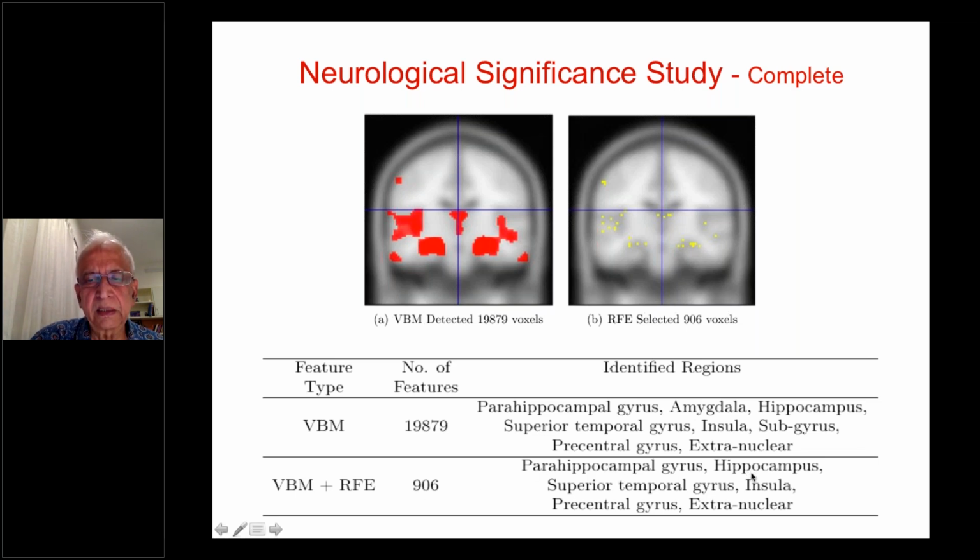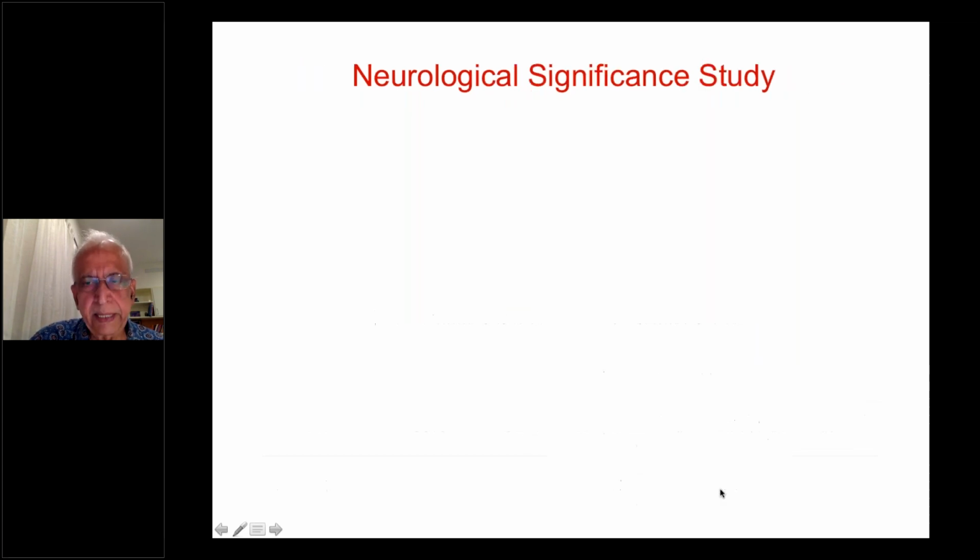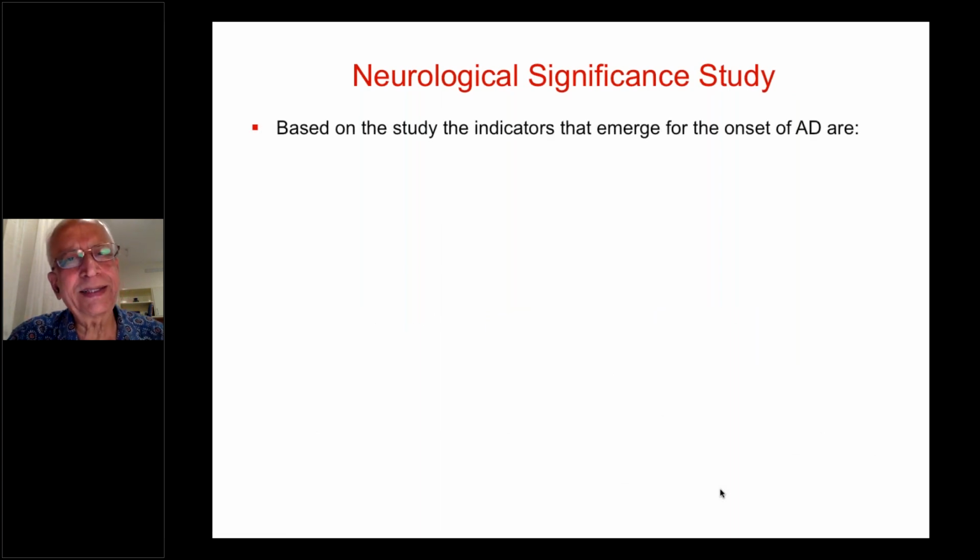So these are all brain terms, right? Insula, all that. And then we did the analysis. Okay, this is our main summary of the conclusions.